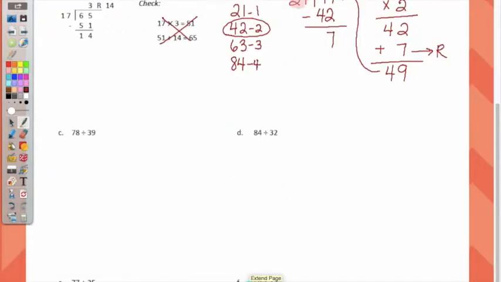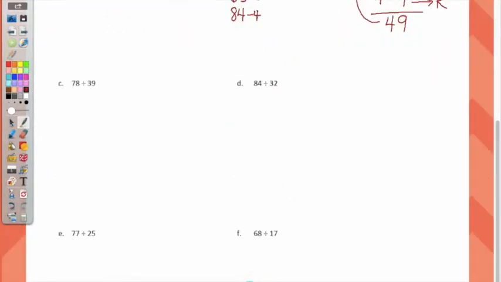Let's take a look at C. Would you skip count by 39s? No. What would you skip? 40s, and then subtract 1? So skip count by, well, let's write the problem down. The 78 divided by 39.